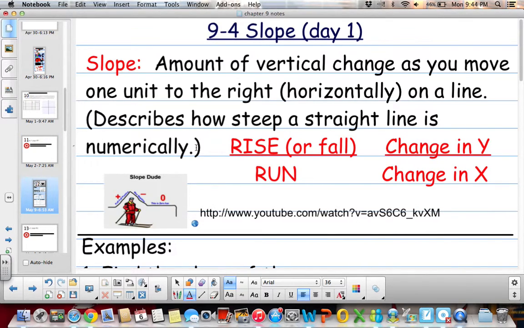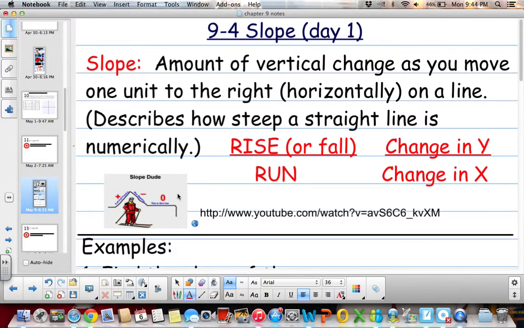So slope is the amount of vertical change as you move one unit to the right, or horizontally, on a line. So basically it describes how steep a straight line is numerically. So if you think of slope, you think of like a hill.